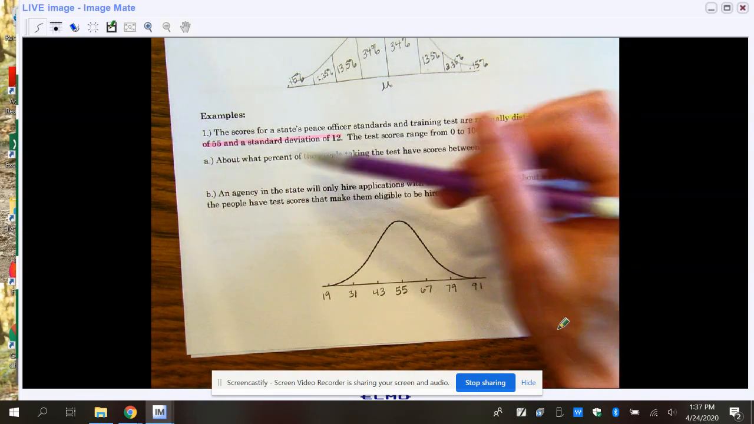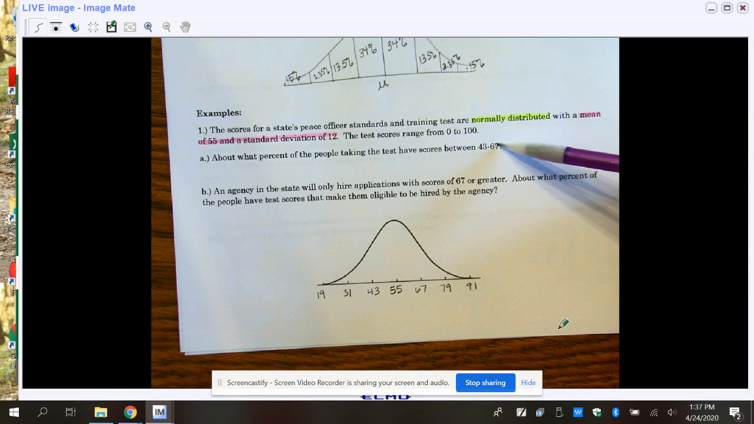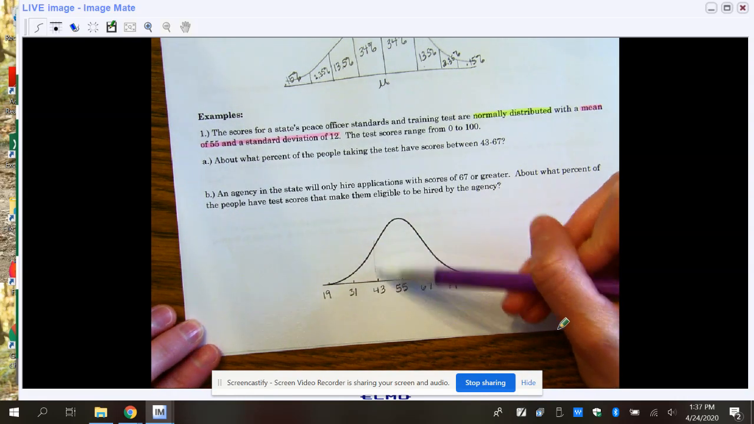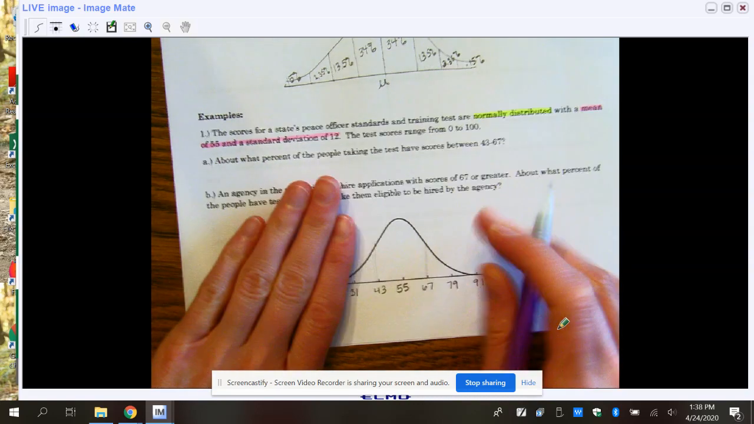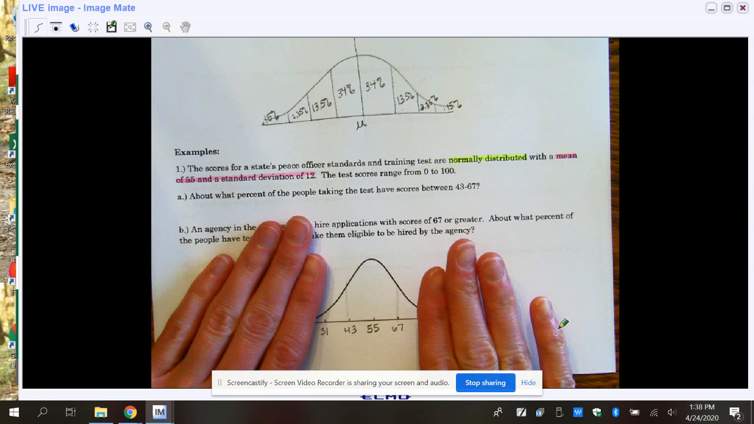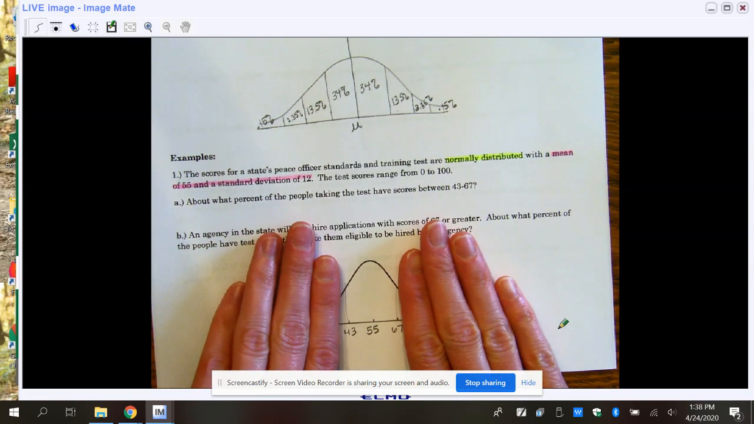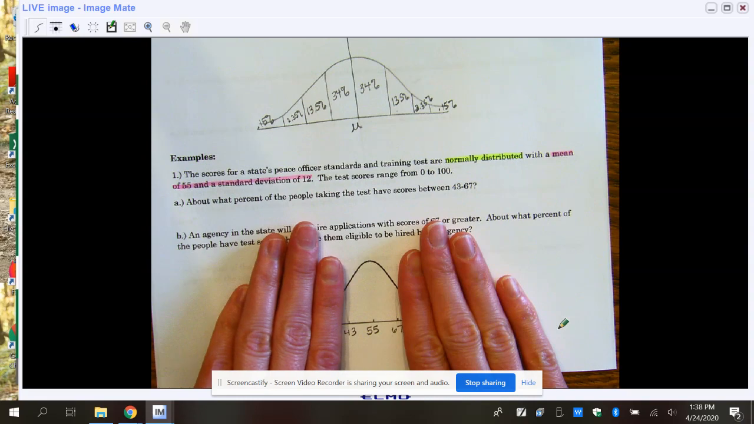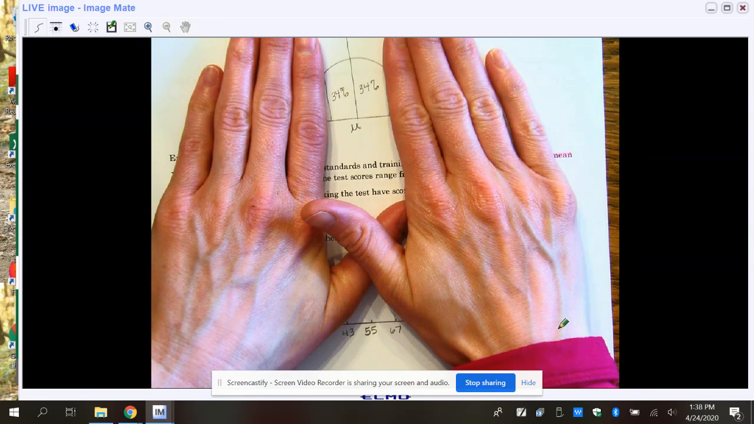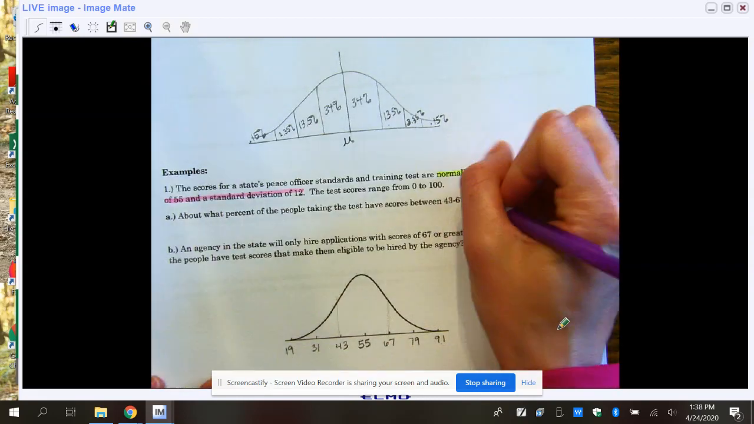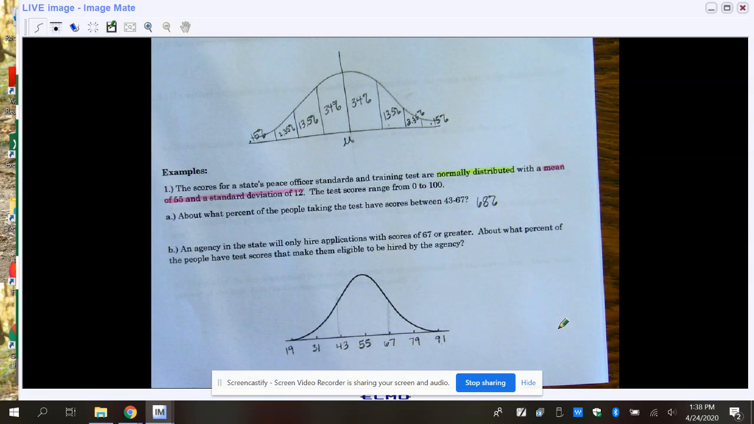Okay. All right, so this one says about what percent of the people taking the test have a score between 43 and 67. So you always want to look at how many standard deviations those values are away from the mean, and then you can compare it to what we have up here. So 43 and 67 are each 1 standard deviation away from the mean. So if we come back up here, that's 34 plus 34. So that means that 68% of the people taking the test scored between a 43 and a 67.